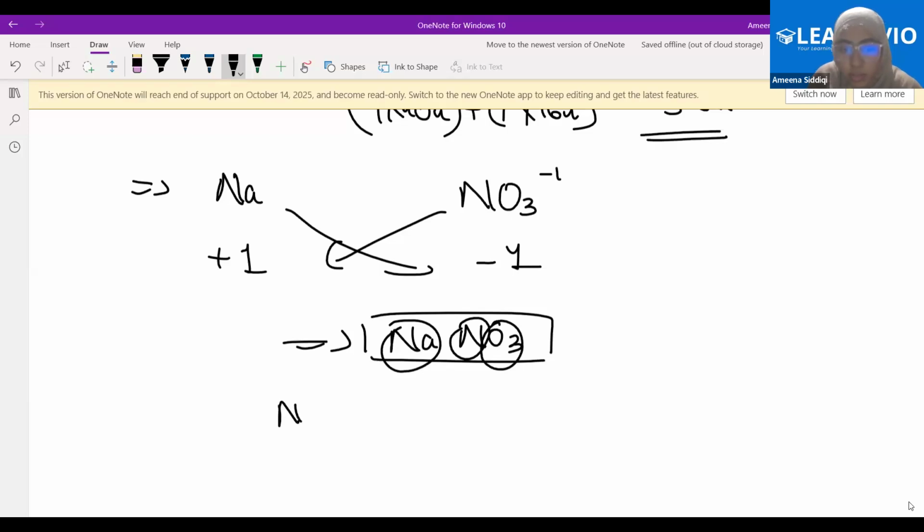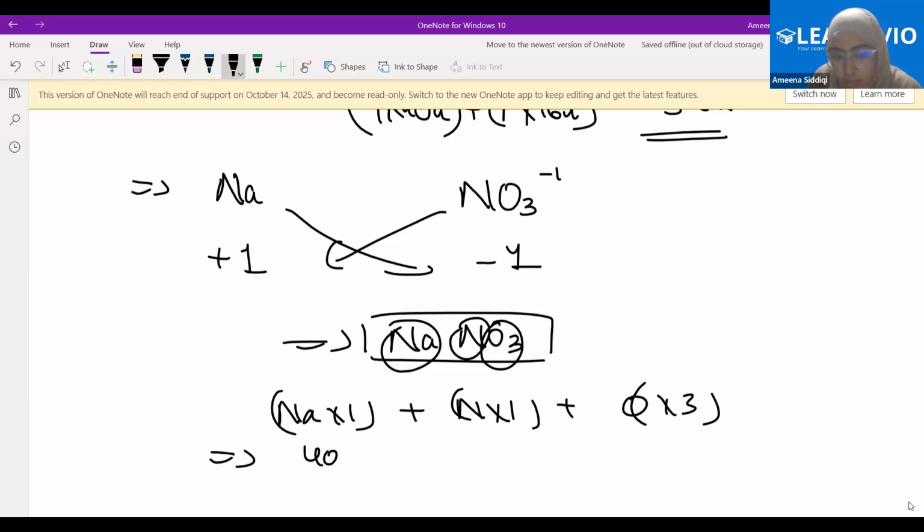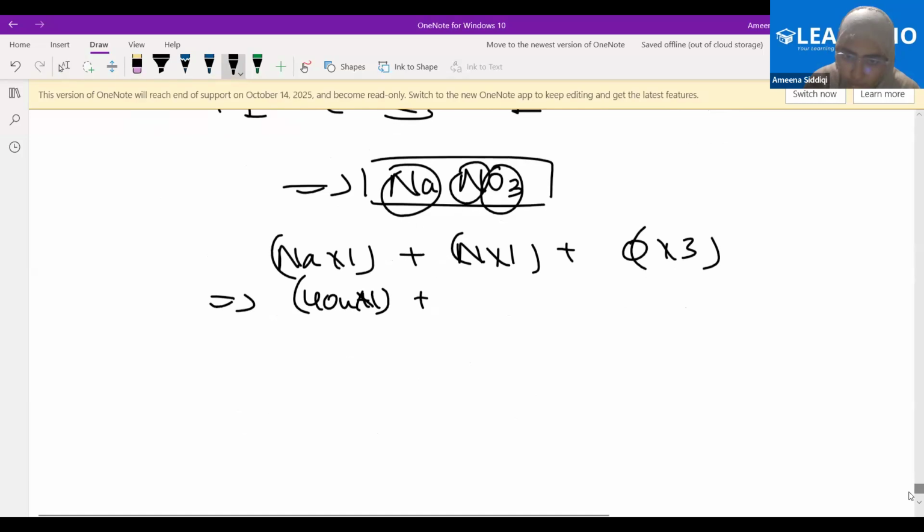So how do I know the mass? This into 1, plus this into 1, plus this into 3. So now the atomic mass of sodium is 40U into 1 plus nitrogen's atomic mass. Very quickly. 14. Very good. Excellent. 14U into 1 plus 32 into 3.